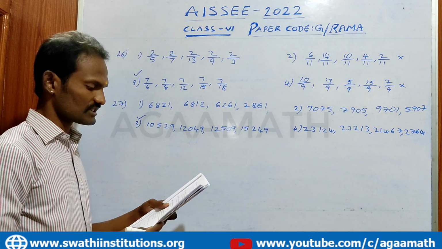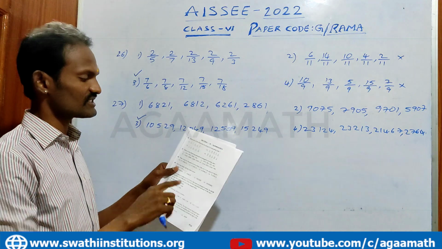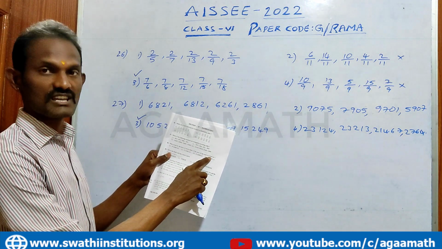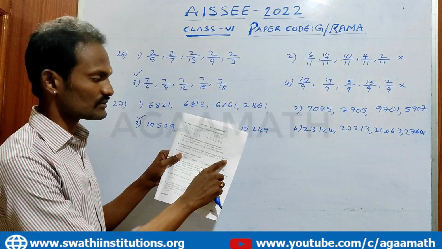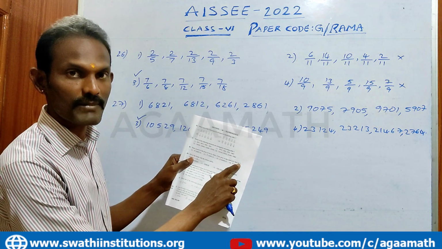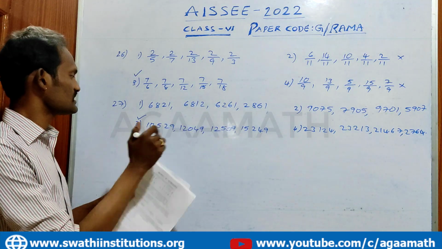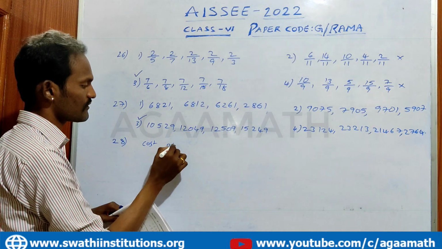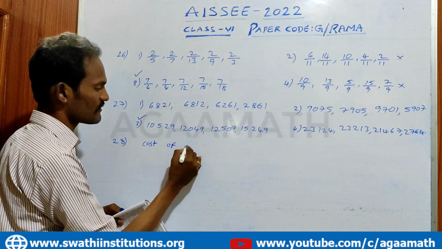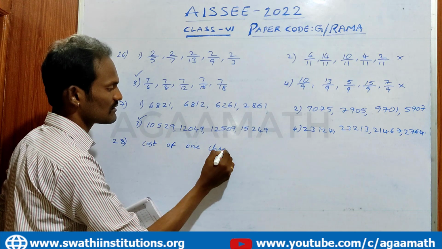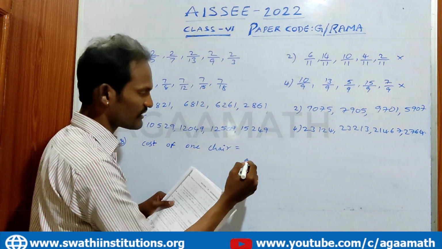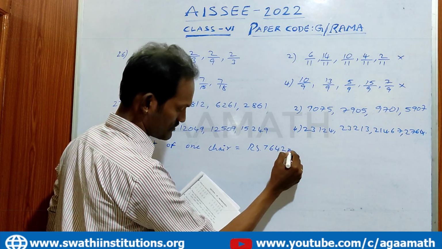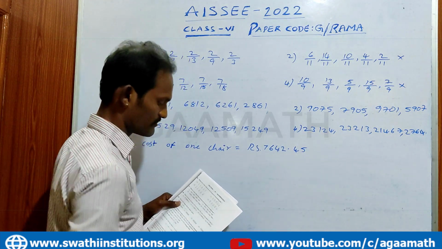Next, the question is 28. What would be the price of 7 chairs if the price of one chair is 7,642 rupees and 45 paise? Okay, so this is the cost of one chair. Cost of one chair is how much? It is rupees 7,642 rupees and 45 paise.